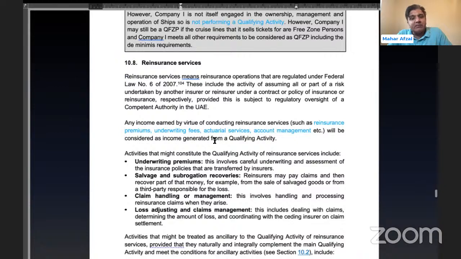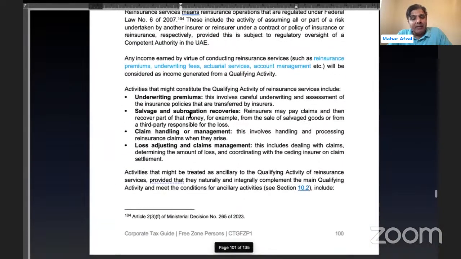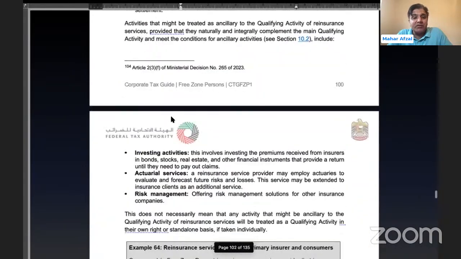Reinsurance services. This is very straightforward. Reinsurance services are qualifying activities. Insurance services are non-qualifying excluded activities. These are the qualifying activities, the core income generating activities of the reinsurance services.